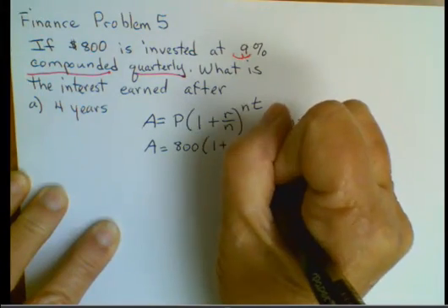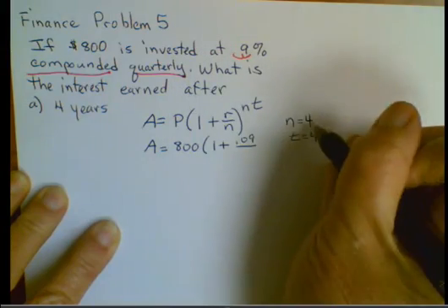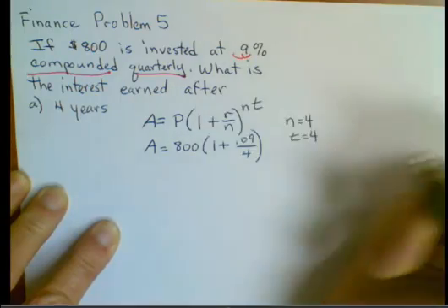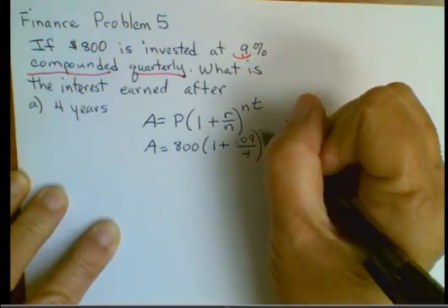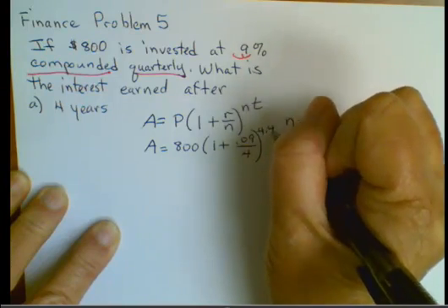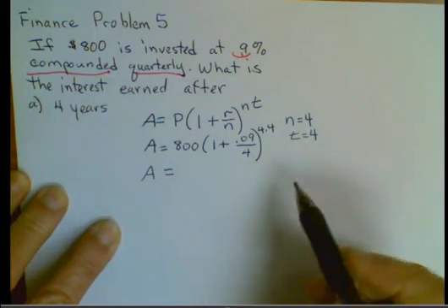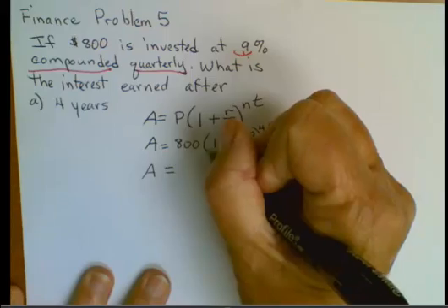0.09 divided by N, your compounding intervals. So 4, and this is going to be raised to the 4 times 4, your N times T. Right, so let's work out this parentheses first, and we're going to go from the inside out.